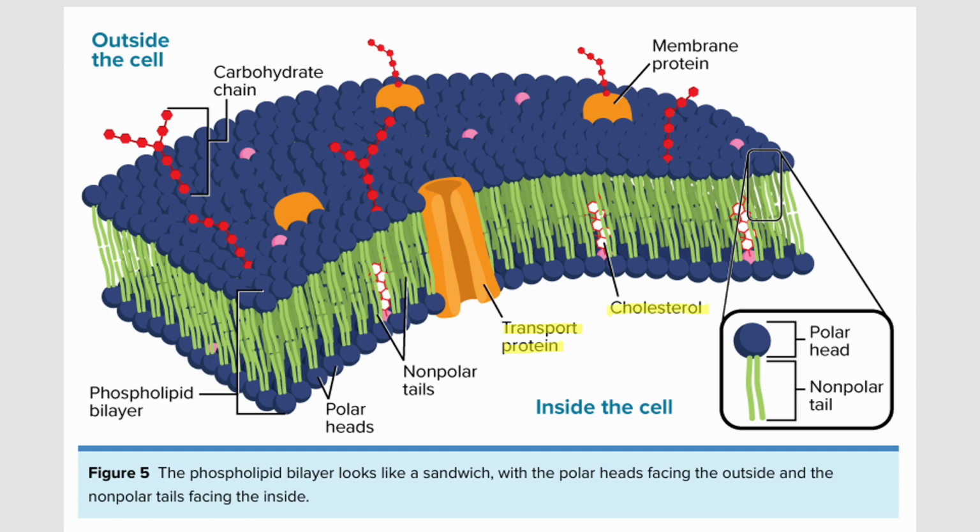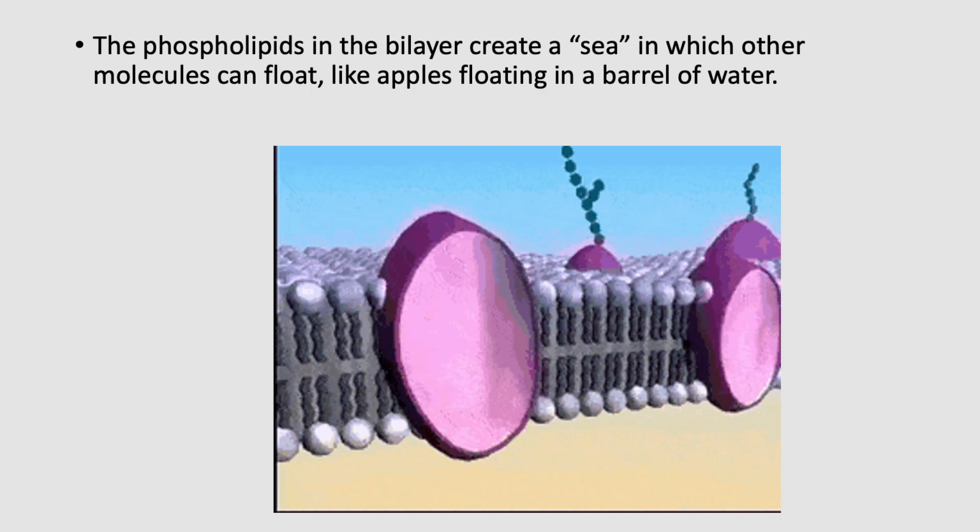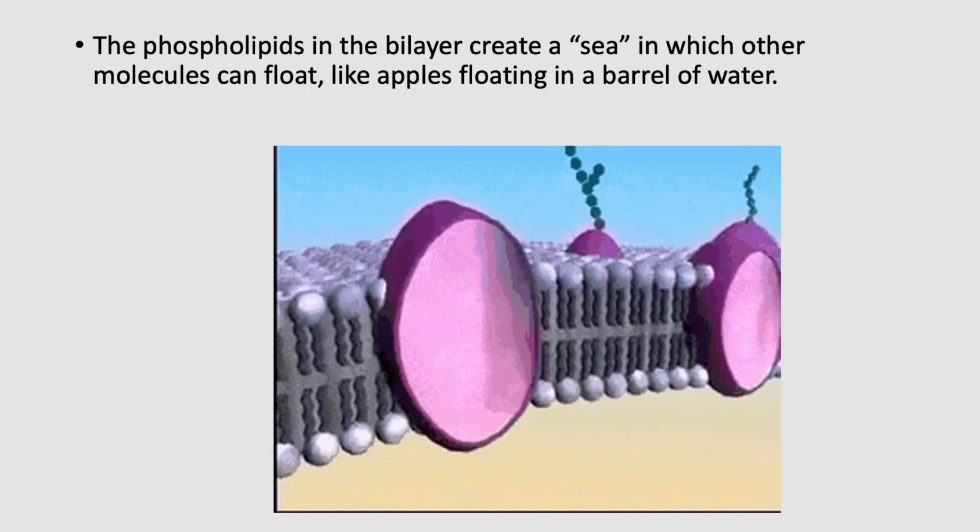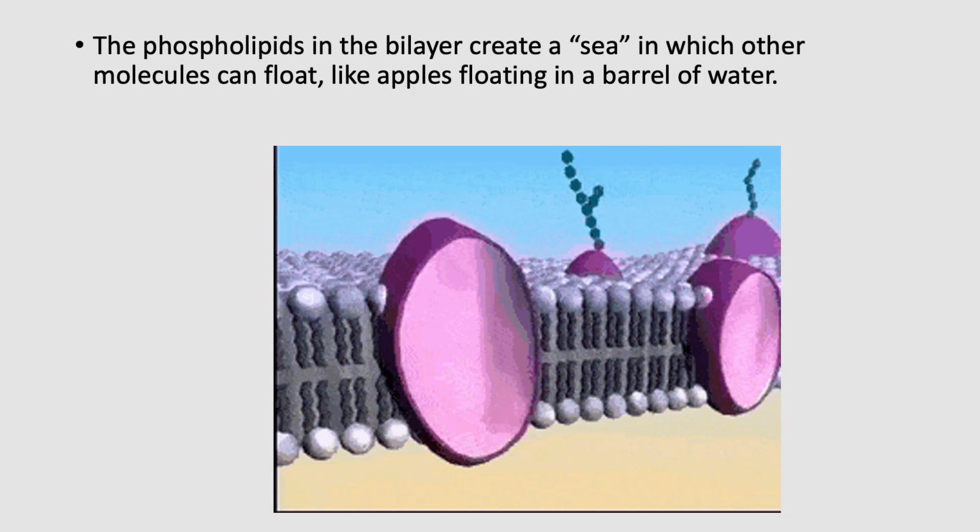Here is our cholesterol, and our cholesterol again is kind of keeping these tails from sticking together. Remember, our cell membrane is a phospholipid bilayer, two layers of these phospholipids with polar heads and nonpolar tails. We also have these membrane proteins that are used for identification, as well as carbohydrate chains in order for that structure to work properly. So if you remember, the phospholipids that are in the bilayer create a sea effect.